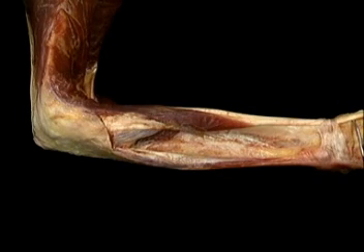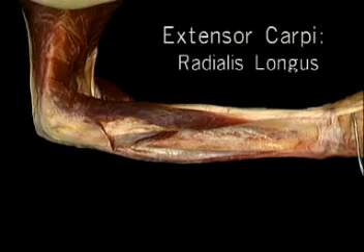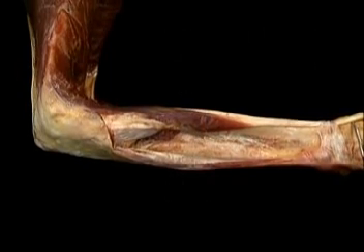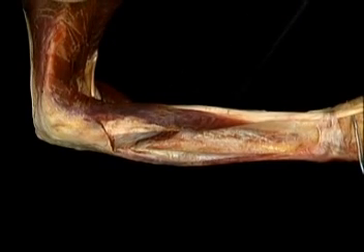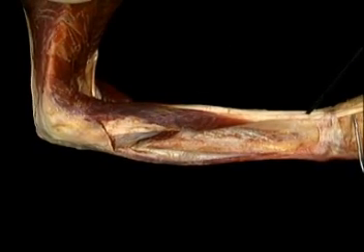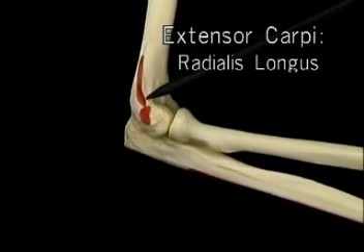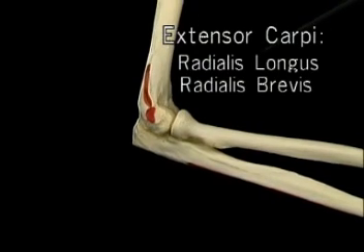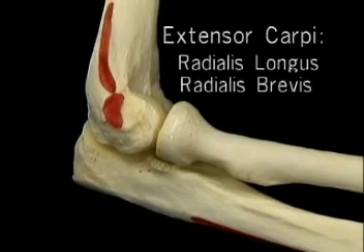Now let's go around to the other side of the forearm and see the wrist extensors. Here they are, extensor carpi radialis longus and brevis, and extensor carpi ulnaris. Brachioradialis, which you'll remember goes from here to here, has been removed in this dissection. Extensor carpi radialis longus arises from the lateral epicondylar ridge just below brachioradialis. Extensor carpi radialis brevis arises from the lateral epicondyle, an origin which it shares with several other extensor muscles.